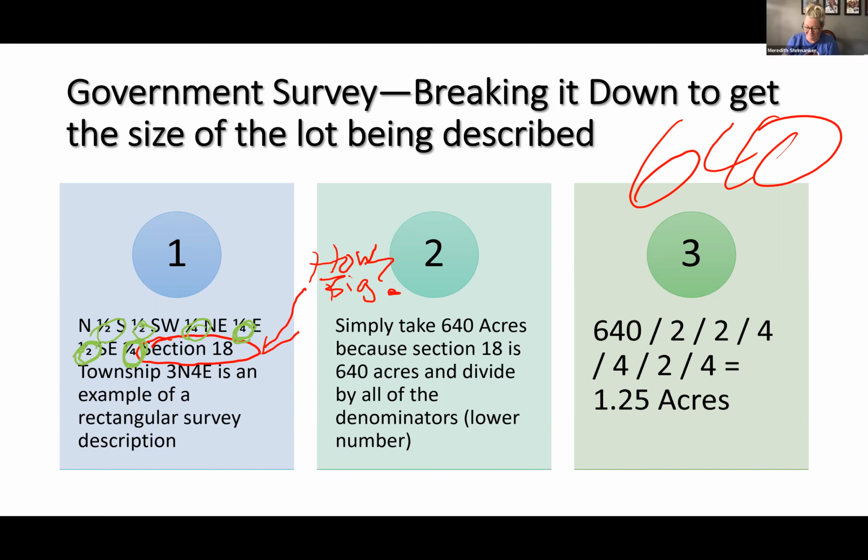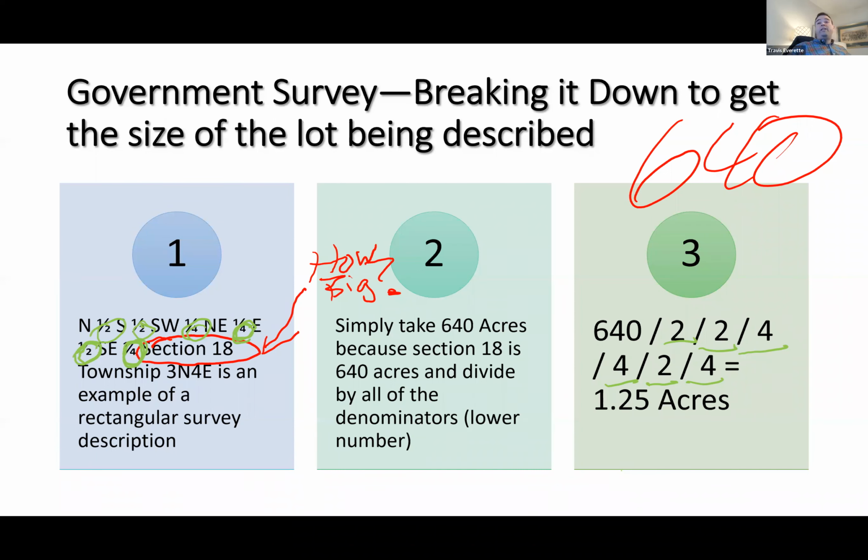Pretty easy. So literally all you're going to type into the calculator is 640 divided by 2, divided by 2, divided by 4, divided by 4, divided by 2, divided by 4. How much land did they purchase here? 1.25 acres. Now tell me how complicated that is. Not at all. That's it. That's all there is to it, folks. It is a very simple way of breaking property down.